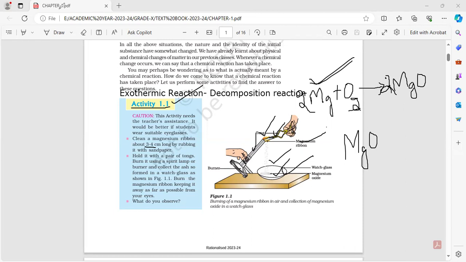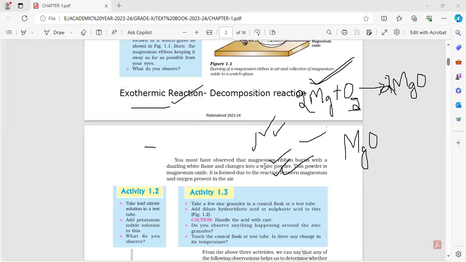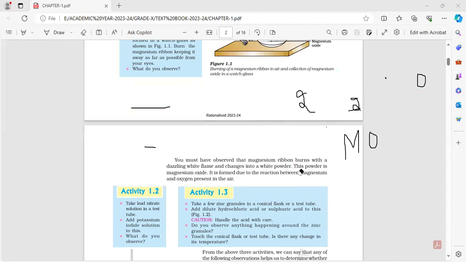This is about the first page only, and here it is already given. So this is all about activity 1.1. You must have observed that magnesium ribbon burns with a dazzling white flame and changes into a white powder, and this white powder is called magnesium oxide. It is formed due to the reaction between magnesium and oxygen present in the air.